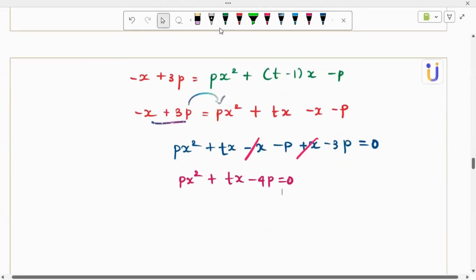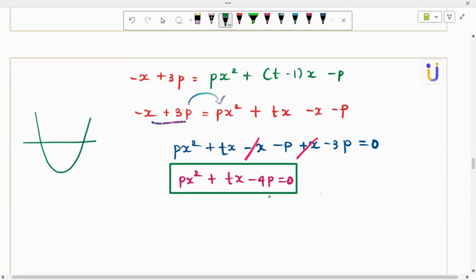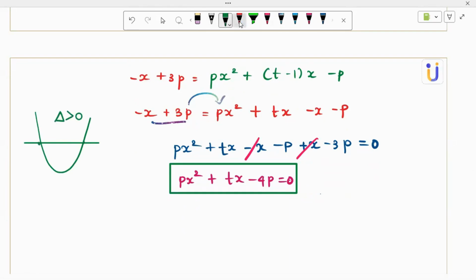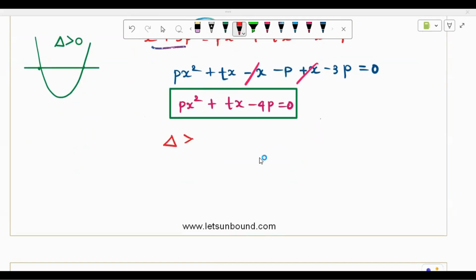Right? And this is my equation. This equation is formed under the condition that the two graphs, j of x and g of x, meet. So we know it's a quadratic equation, and in a quadratic equation we know the nature of the roots, right? So when there are two distinct points of intersection, my discriminant will be greater than 0. That's what we are going to apply here: find the discriminant, put greater than 0, and prove it.